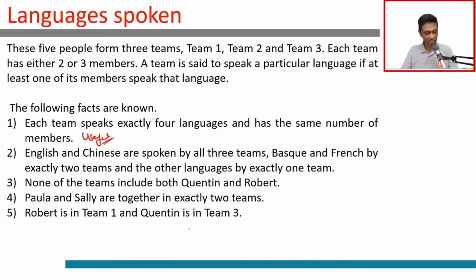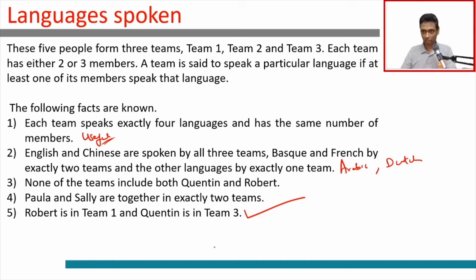English and Chinese are spoken by all 3 teams. Basque and French by exactly 2 teams. And the other languages, that is Arabic, Dutch, by exactly 1 team. None of the teams include both Quentin and Robert. Paula and Sally are together in exactly 2 teams. Robert is in team 1 and Quentin is in team 3. As ever, the last constraint gives us the best information, so I'm going to start with that. I think this is going to be a fun set.